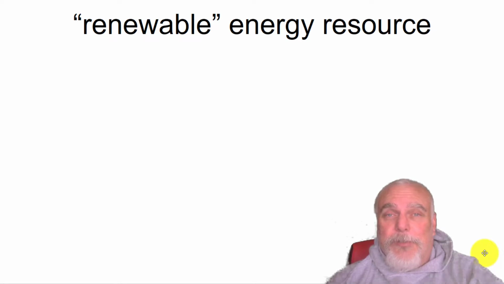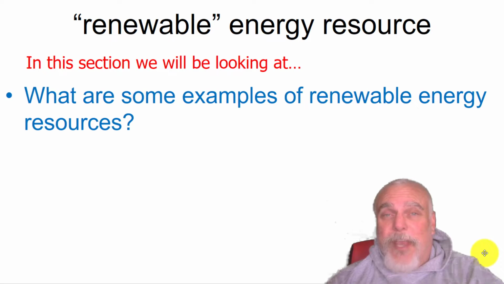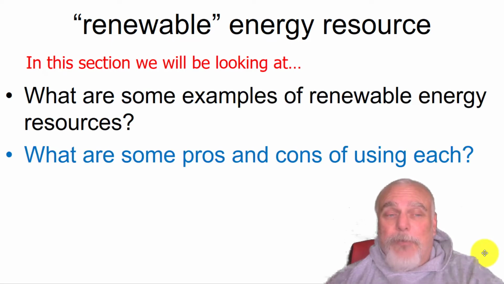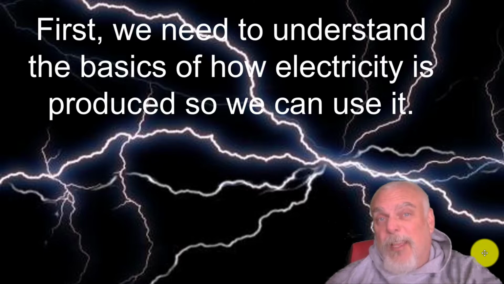Renewable energy resources, we're going to go over things like what are some examples of renewable energy resources, and of those examples, what are some pros and cons for use of each of those resources. First, we need to understand the basics of how electricity is produced so that we as humans can use it to do things like run our refrigerators, heat our homes, turn lights on, run our computers, whatever we want.